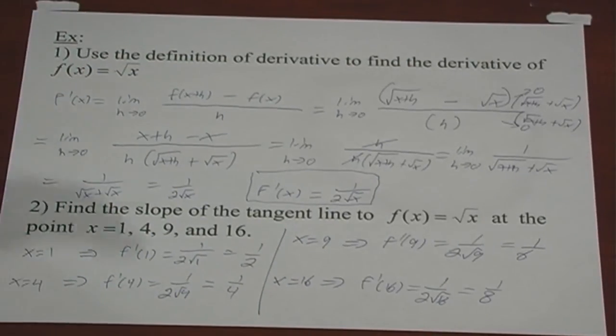I can find the slope of the tangent line at 100 points in a very small amount of time instead of doing 100 long calculations. So that's the derivative as a function. So one more time, let's recap that.